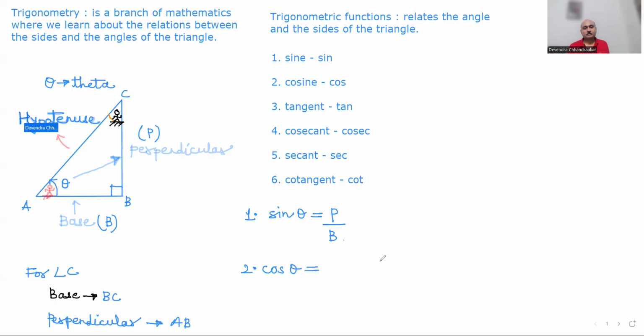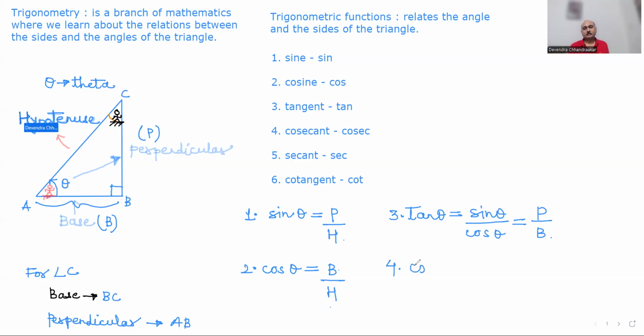Second one is cos theta. It gives us the value of, sorry, it's not P upon B, my bad. It is P upon H. Cos theta is B upon H, base upon hypotenuse. The length of the base divided by the length of the hypotenuse will give us the value of cos theta. Third is tan theta. So tan theta is the ratio of sine theta upon cos theta. And this is perpendicular upon base.